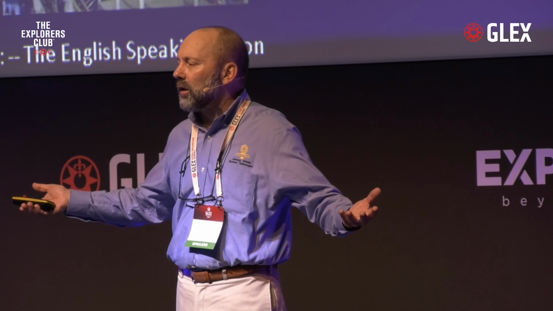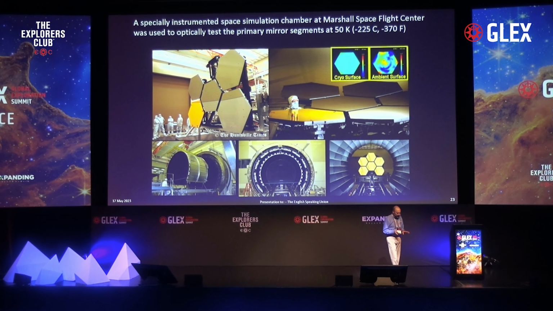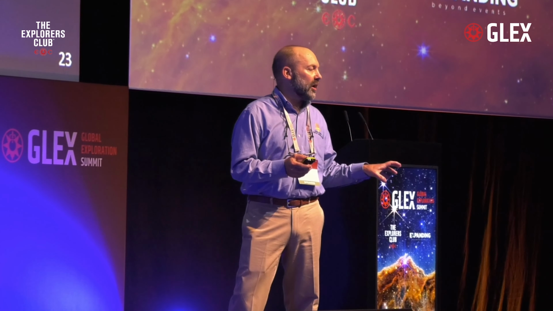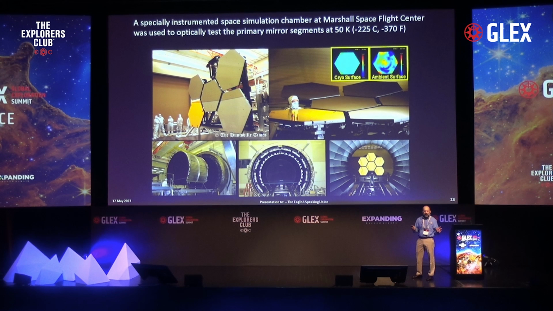We rub on them with gritty stuff until they get smooth and shiny enough. That's a room temperature operation. So if we're going to polish the mirror at room temperature and use it at 50 degrees above absolute zero, it means that we have to put the wrong shape in at room temperature to get the right shape at the operating temperature. This is done through the magic of computer modeling, but computer modeling is not perfect.